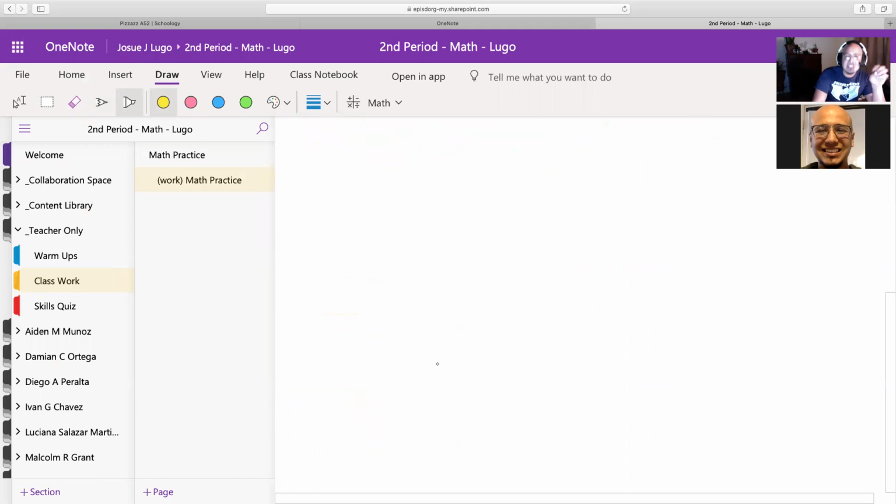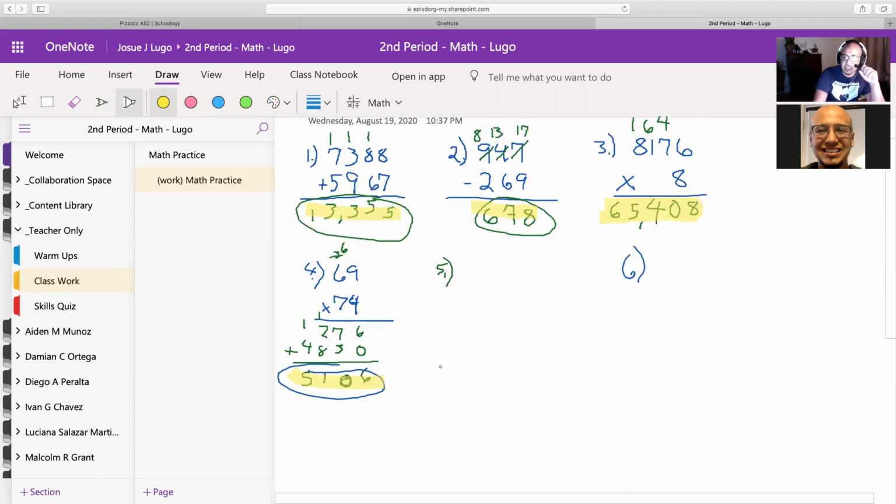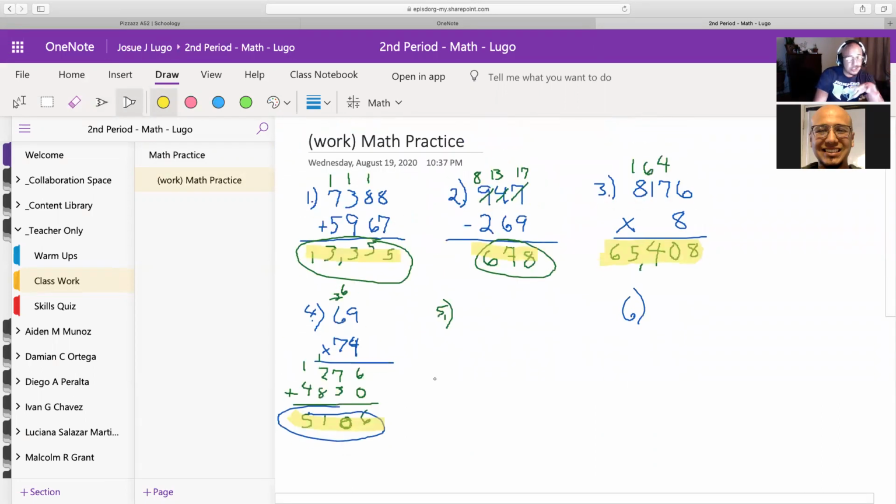Once you do all 17 problems, make sure you show me your work for all 17 problems. If you don't show me your work, that will result in points being taken away.